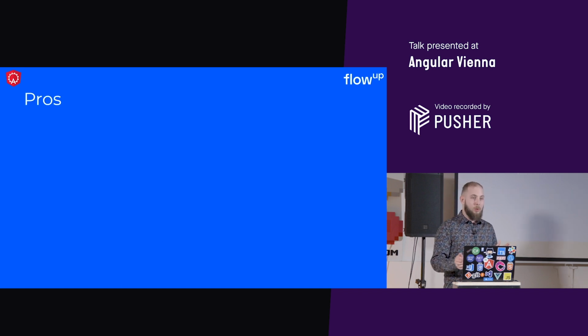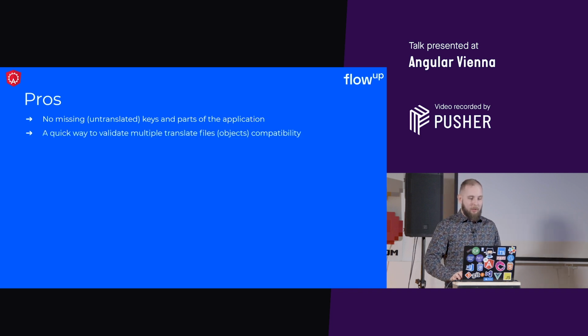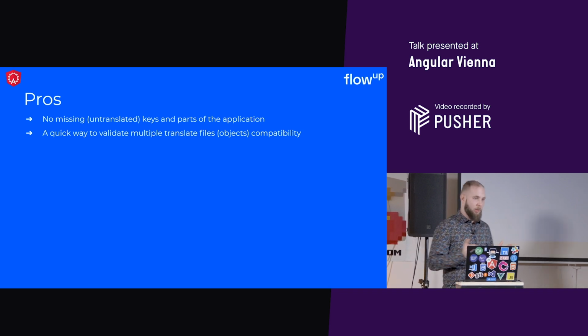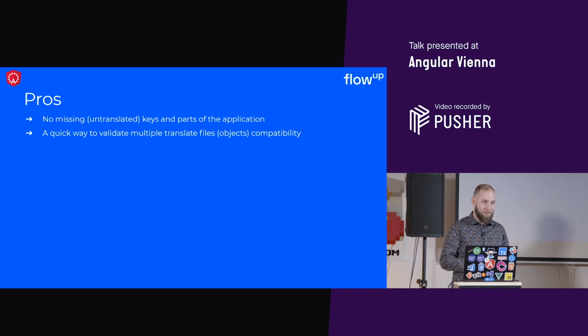So what are the pros here? Because there are obviously a lot of them: no missing and untranslated keys as part of the application. There is a quick way to validate that multiple translation files are actually compatible and working together. Because if you want to create another translation, you just copy the default one and translate everything. If you want to merge it, it's just a TypeScript or JavaScript object. It is pretty easy to merge these objects because they are mergeable.